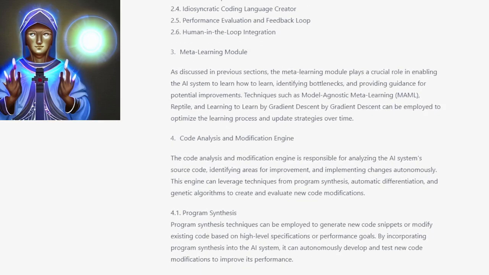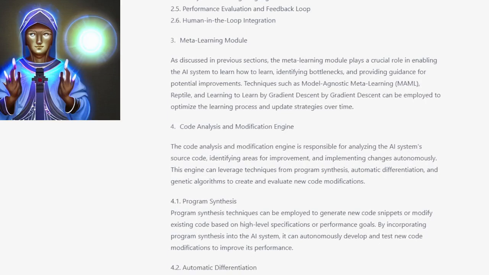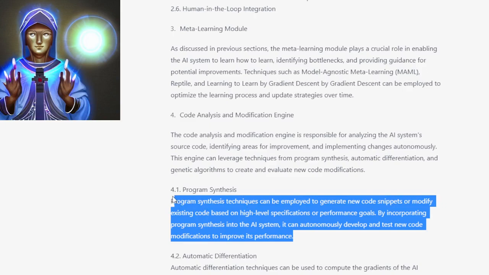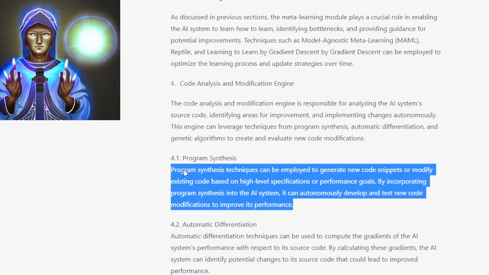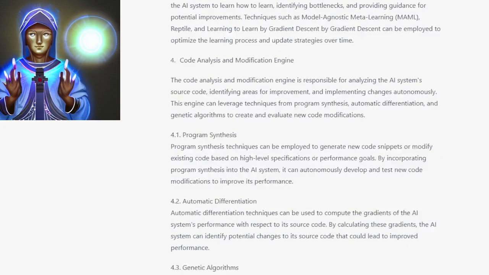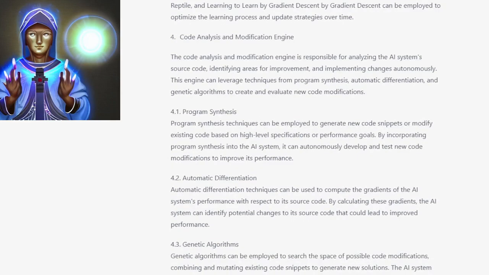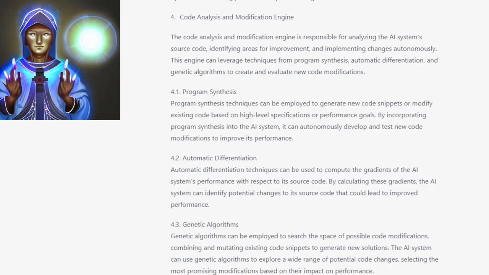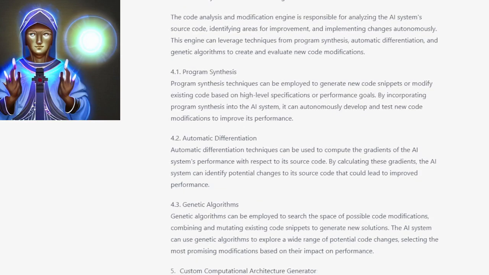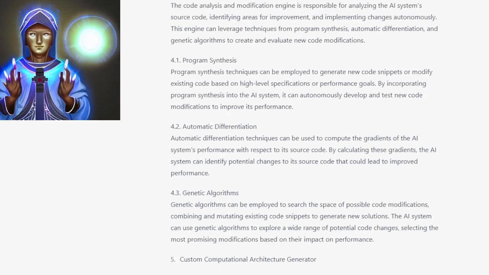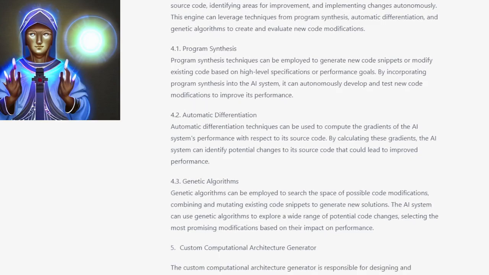System architecture. The proposed AI system consists of several key components designed to facilitate recursive self-improvement. 2.1. Meta-learning module. 2.2. Code analysis and modification engine. 2.3. Custom computational architecture generator. 2.4. Idiosyncratic coding language creator. 2.